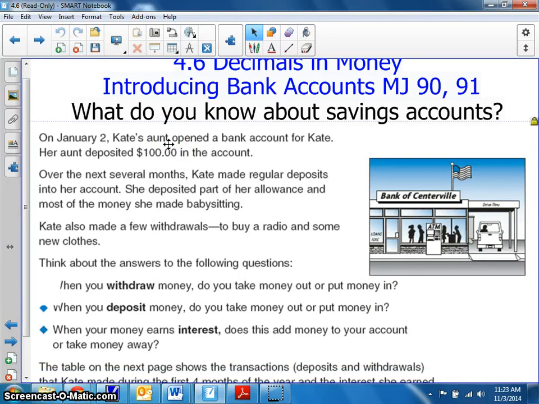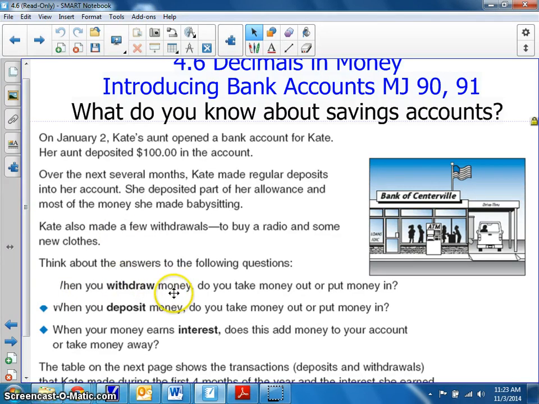What we're going to work on along with that is bank accounts. You're at the age where you should start thinking about saving. Saving is one of the best things you can do. Trust me. You might be able to open up a savings account. This is a story about Katie and her aunt. On January 2nd, Katie's aunt opened a bank account for Katie. She deposited $100. Over the next several months, Katie made regular deposits into her account. She deposited part of her allowance and most of the money she had made babysitting. Katie also made a few withdrawals to buy a radio or some clothes.